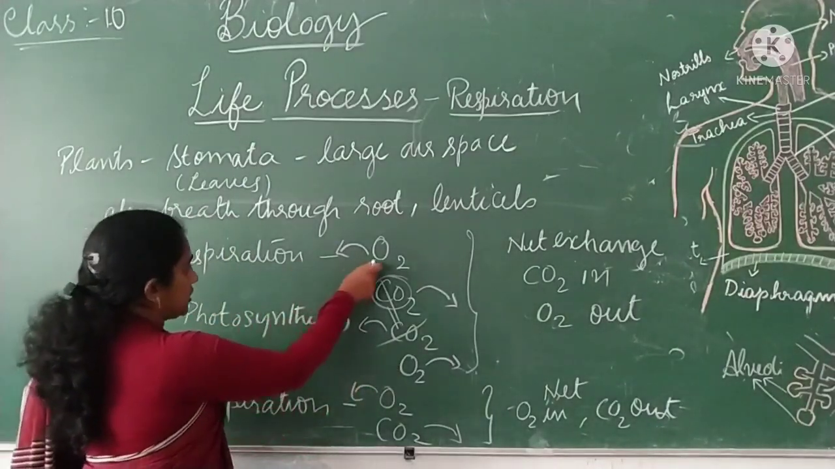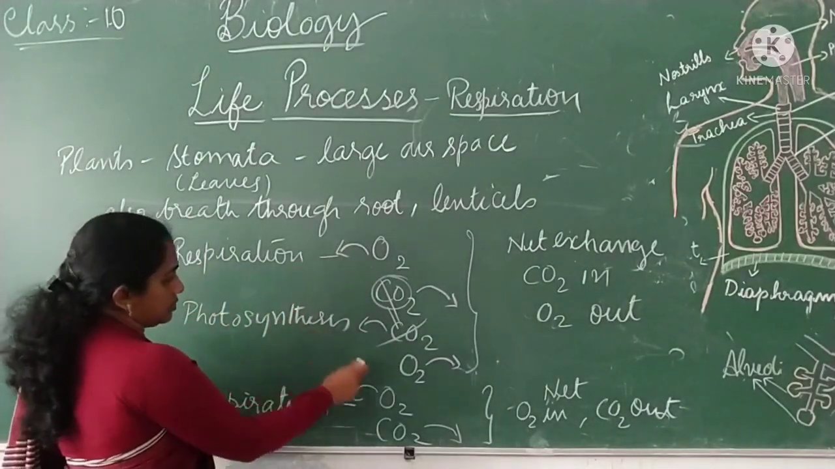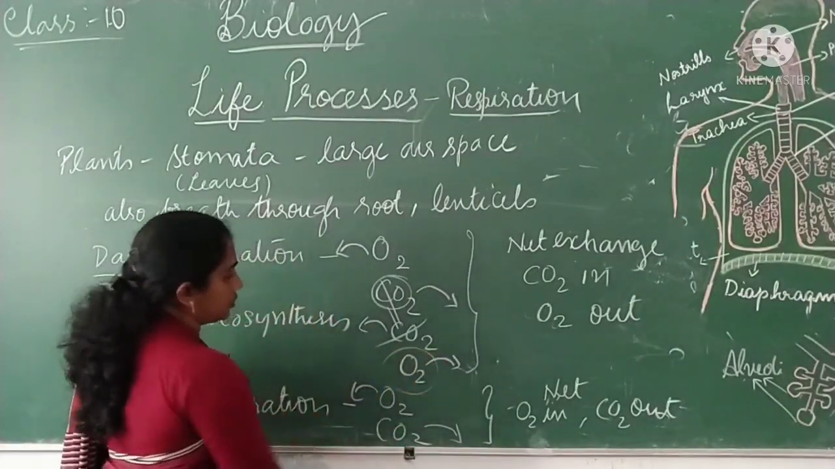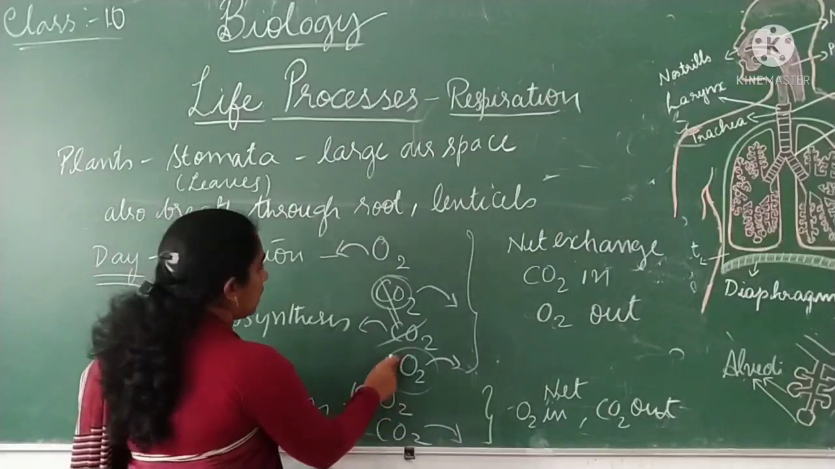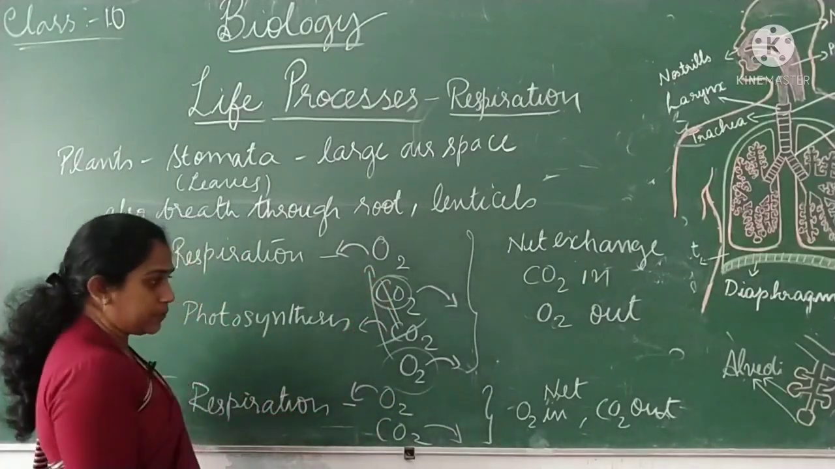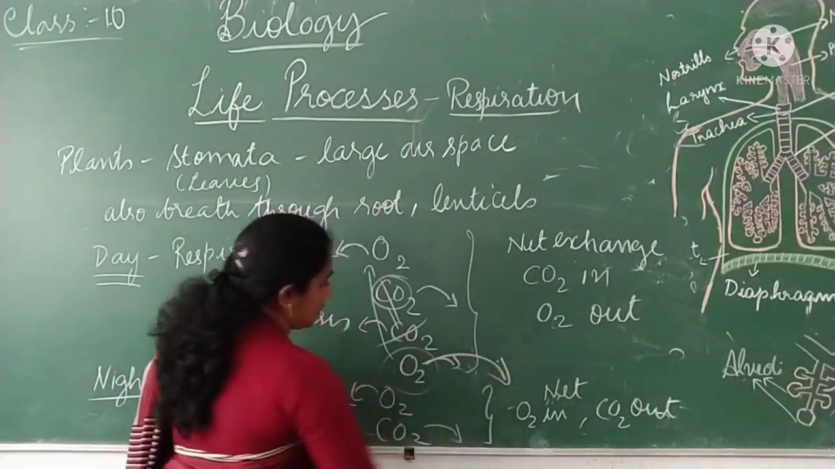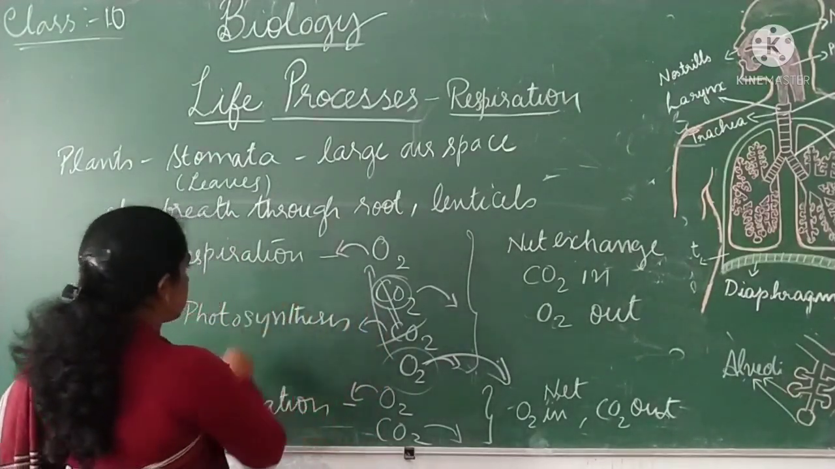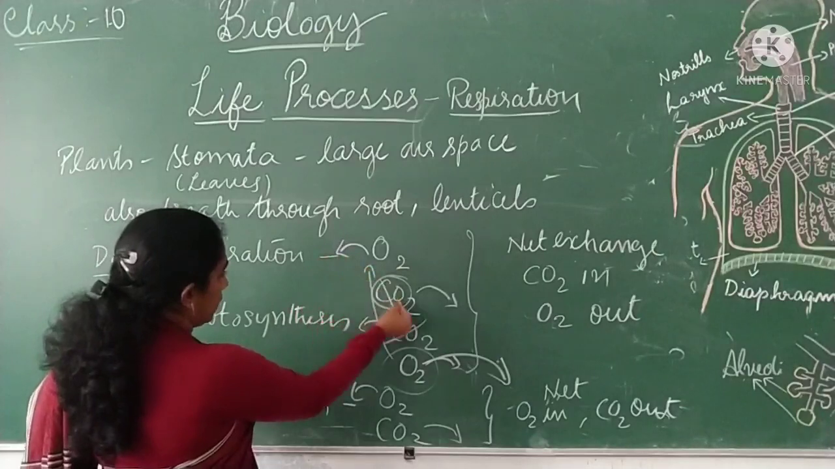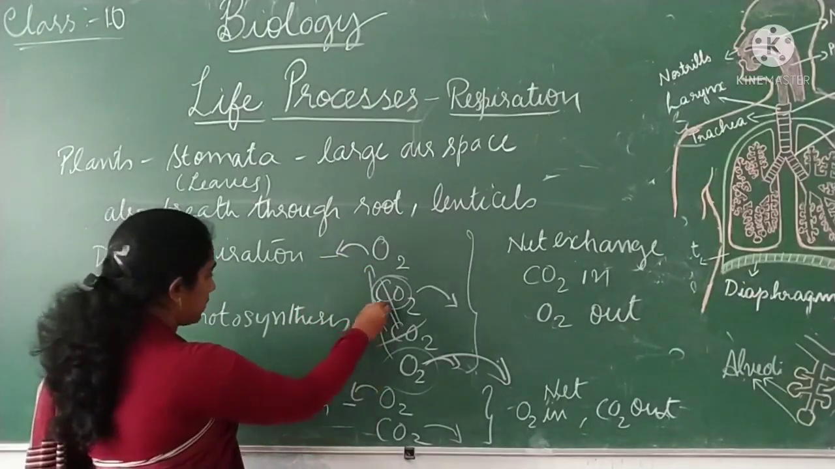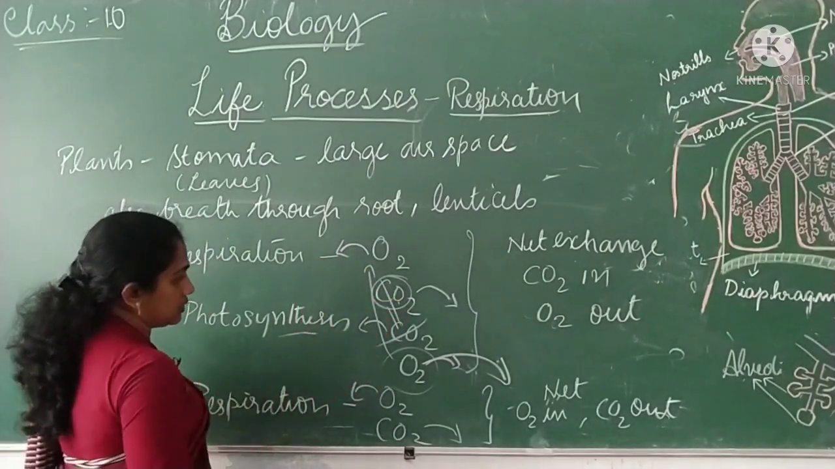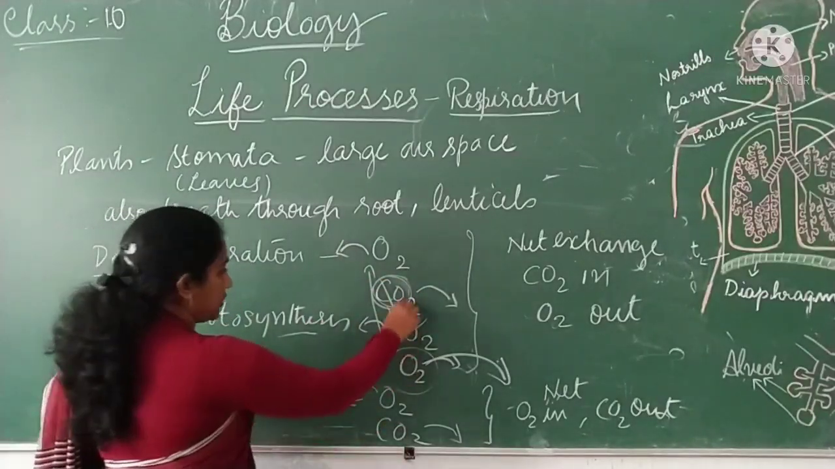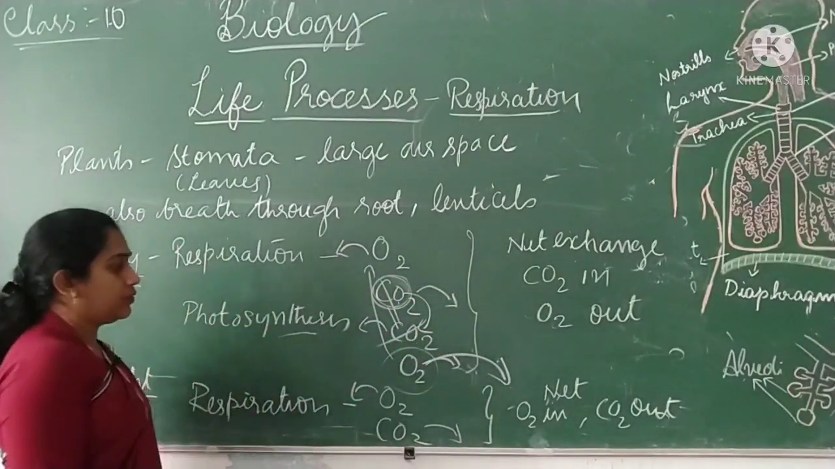During respiration it is taking in oxygen, during photosynthesis it is giving out oxygen. Out of the oxygen given out during photosynthesis, a little amount will be used for respiration and the remaining will be given out. Understood? So during respiration they take in oxygen and give out carbon dioxide. That carbon dioxide is used by plants for photosynthesis.